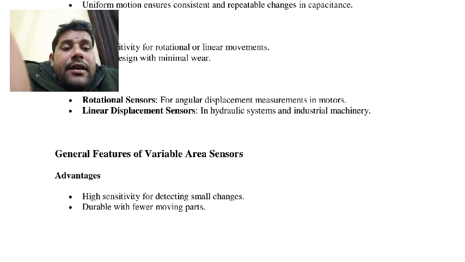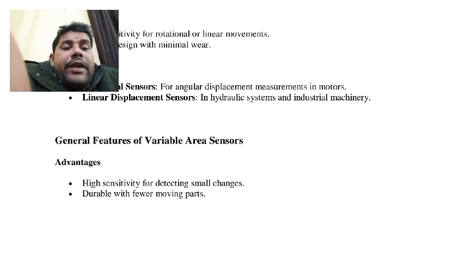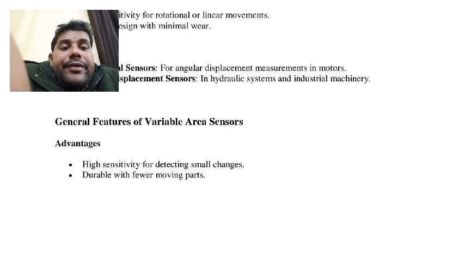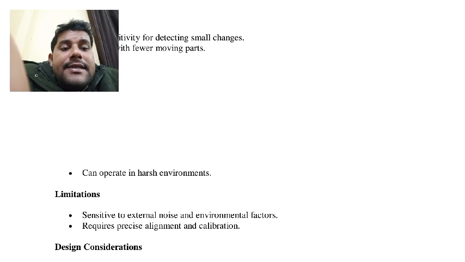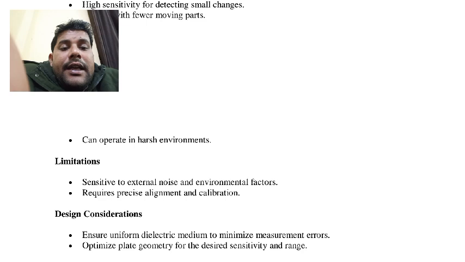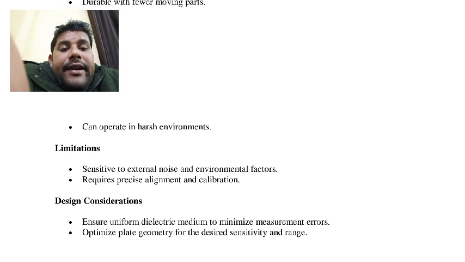So general features about variable area sensors. Advantage: high sensitivity for detecting small changes in input. Durable with fewer moving parts. Can operate in harsh environments. Limitation: sensitive to external noise and environment. It requires precise alignment and calibration.